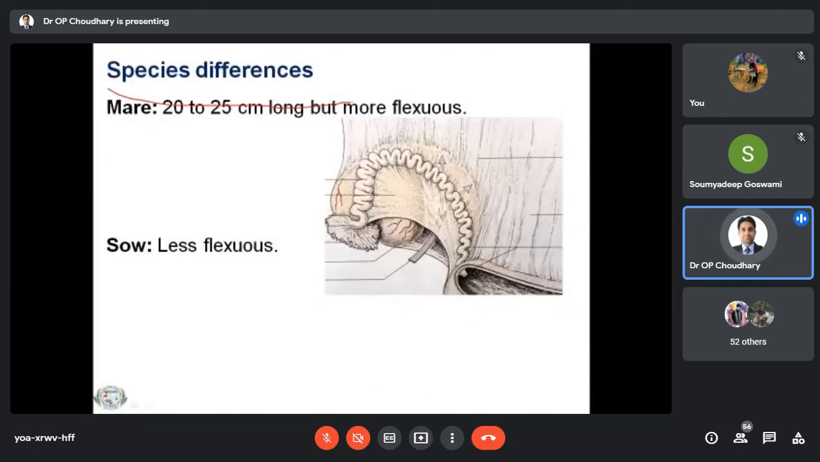Then what are the species differences? In case of the mare, it is 20 to 25 centimeter long, but more flexuous as compared to other animals. In case of the sow, it is less flexuous. Flexuous means this type of structure.